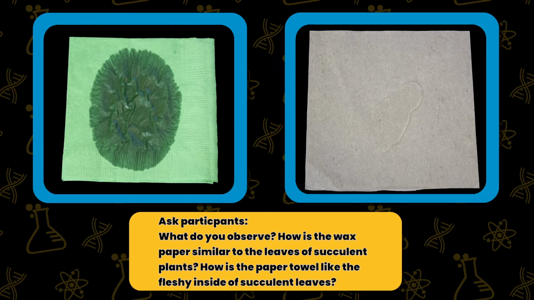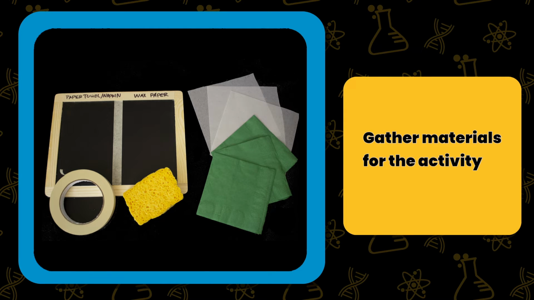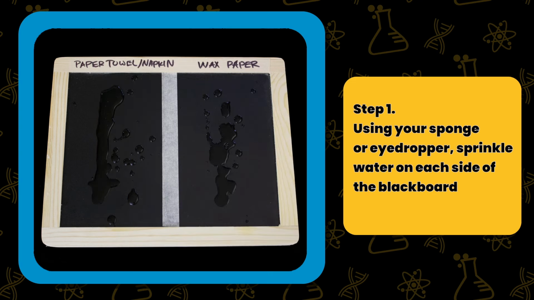Now let's move on to the second part of this demonstration. First, gather up the materials for the activity. Then, using your sponge or eyedropper, sprinkle water on each side of the blackboard. It may be helpful to label the blackboard with which side you're going to put the paper towel on and which side you're going to put the wax paper on.